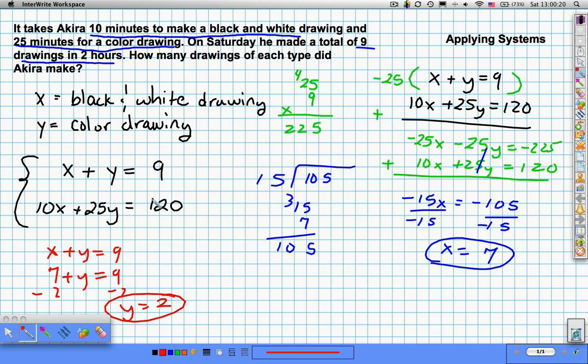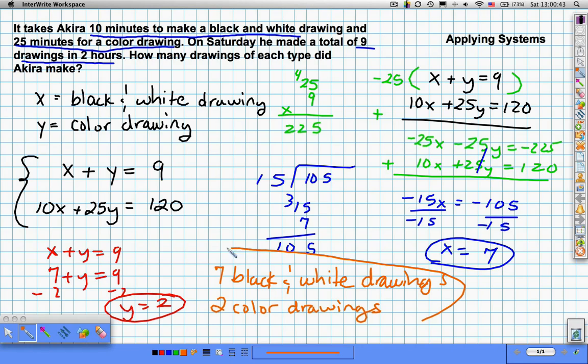But remember, what did y equal? Color. So to answer the full question, he did 7 black and white drawings, and he did 2 color drawings. So that is our complete answer right there.